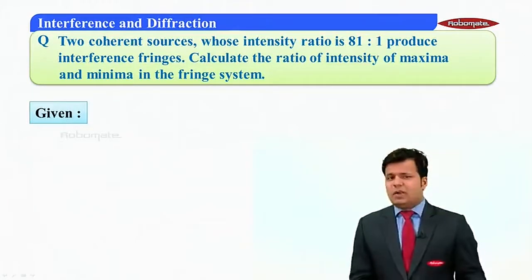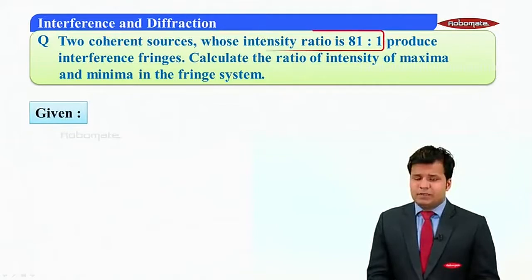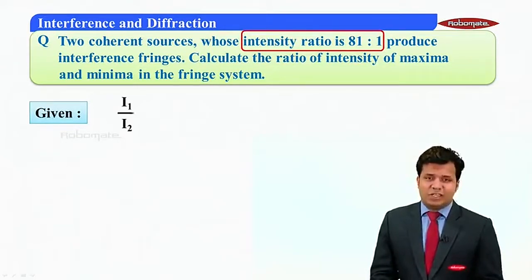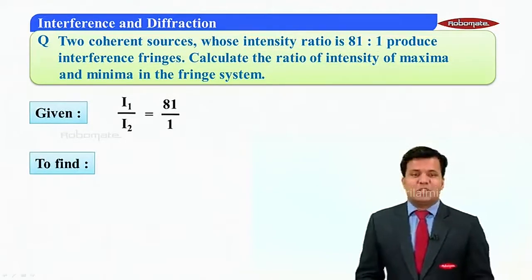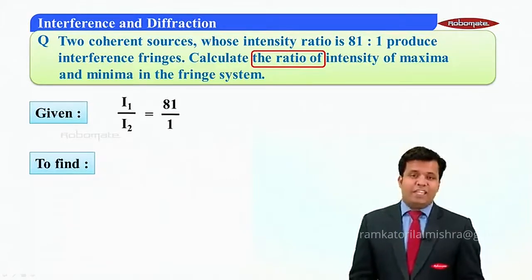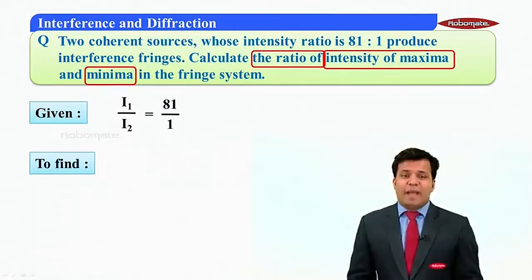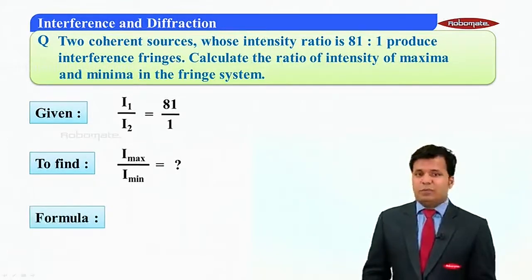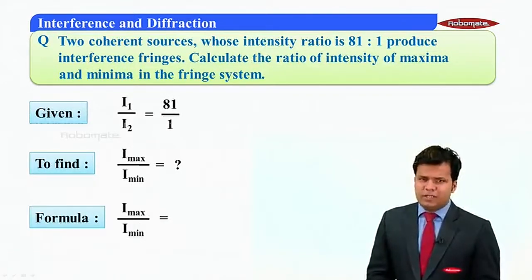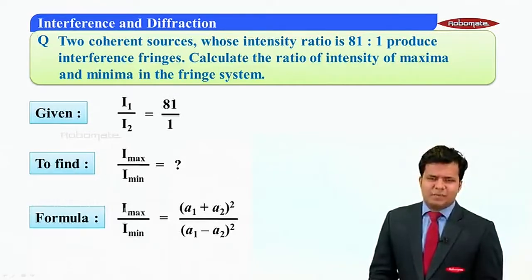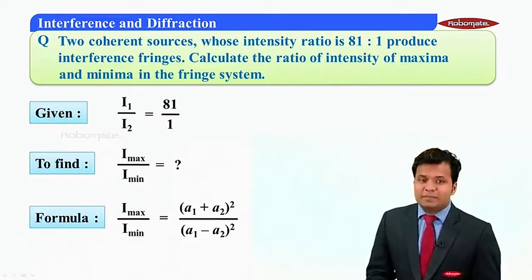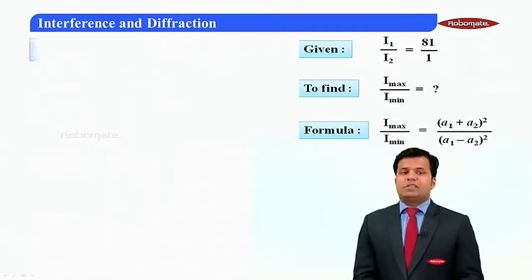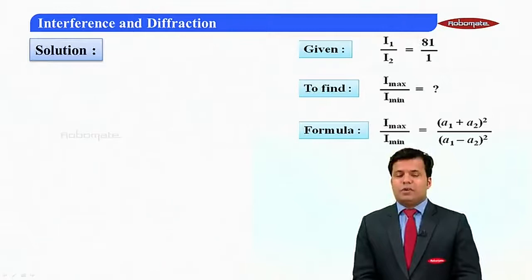So guys, what is given in the data? The intensity ratio, that is I1 upon I2, is given as 81/1, and we need to find out the ratio of maximum to minimum, that is I max to I minimum. What is the formula we will be going for? The basic formula of I max upon I minimum is nothing but (A1 plus A2) whole square upon (A1 minus A2) whole square.